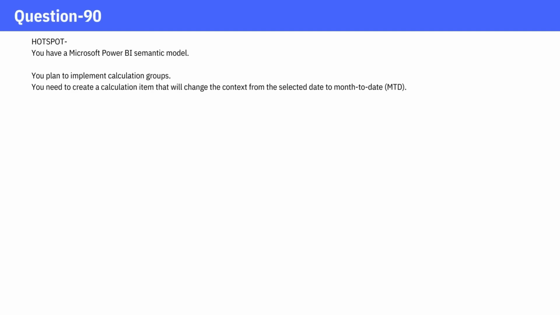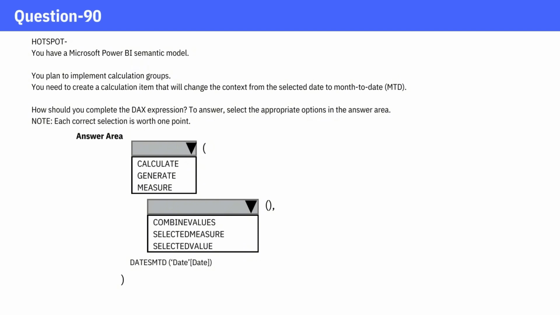Question 90. You have a Microsoft Power BI semantic model. You plan to implement calculation groups. You need to create a calculation item that will change the context from the selected date to month to date, MTD. How should you complete the DAX expression? To answer, select the appropriate options in the answer area. Take a moment to think and verify your answer.